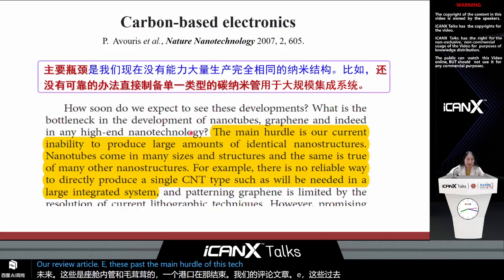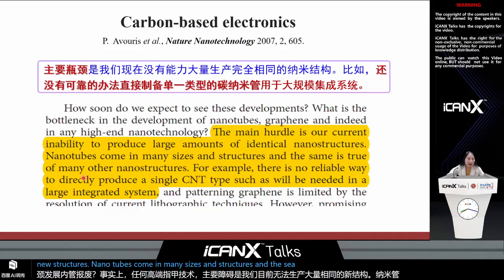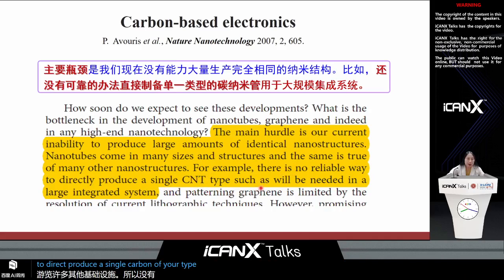He said, what is the bottleneck in development of nanotubes, graphene, and indeed in any high-end nanotechnology? The main hurdle is our current inability to produce large amounts of identical nanostructures. Nanotubes come in many sizes and structures, and the same is true of many other nanostructures. So there is no reliable way to directly produce a single carbon nanotube type, such as will be needed in a large integrated system.